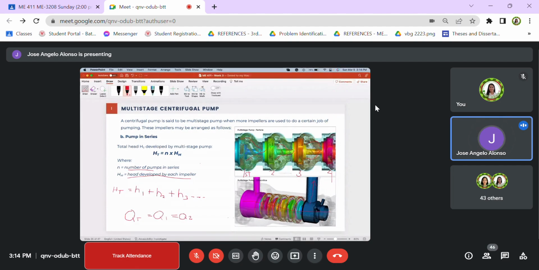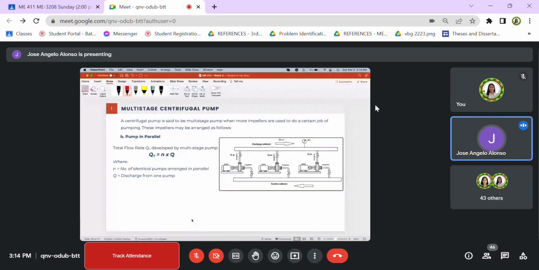While kapag ang pump naman is in parallel connection, they have the same suction line, suction collector, and they are on with the same discharge collector. So connected lang sila sa iisang reservoir yung pinagkukuhanan, connected din sa isang reservoir yung pinagbabatuhan natin ng fluids. So ang ating objective kung bakit natin ilalagay or ina-arrange yung pump in parallel is to increase the total flow rate ng ating system. So total flow rate ng system is equivalent to the number of identical pumps arranged in parallel multiplied by the discharge of one pump.